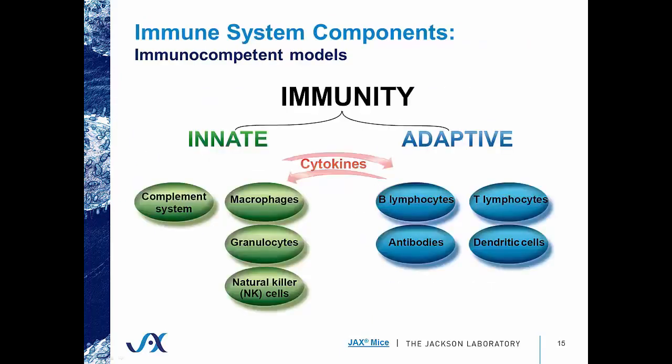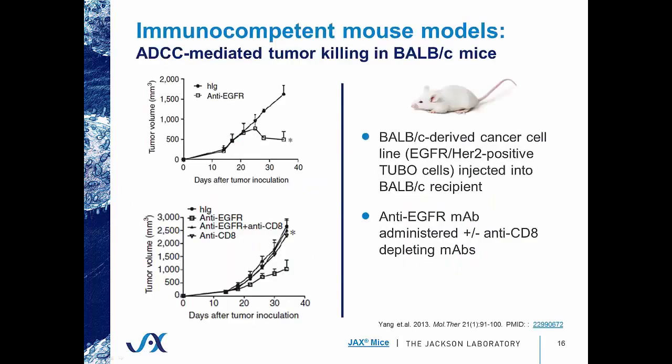So I just would like to again remind you that immunocompetent models have their immune systems largely intact. For our first example, we're going to look at a BALB/c mouse, which is a very popular inbred strain, in which BALB/c derived cancer cell lines that are EGFR and HER2 positive were injected into a BALB/c recipient mouse. So this is one example of syngeneic tumor modeling.